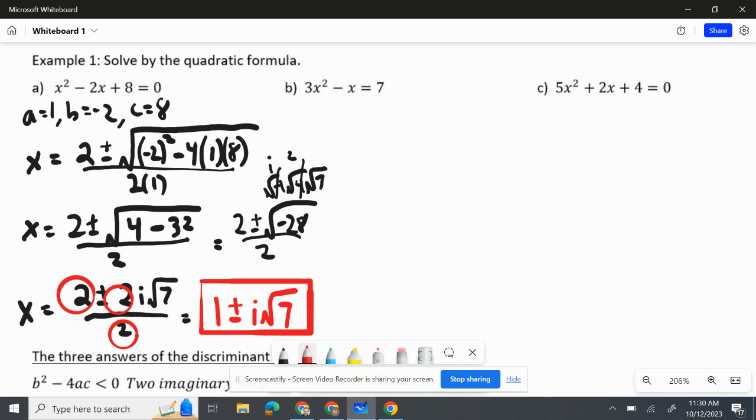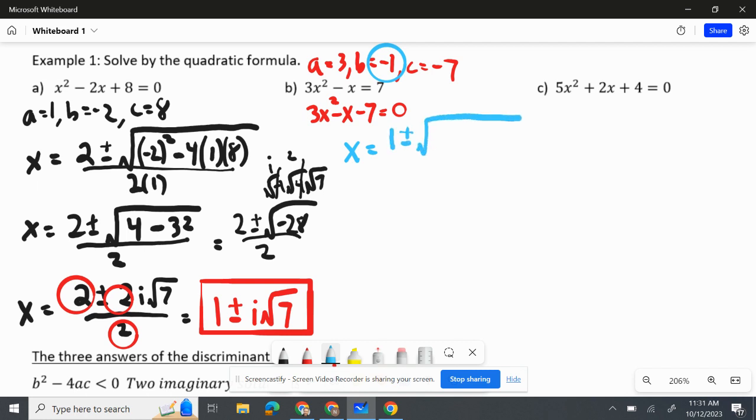Now, looking at letter B, we're going to set it equal to 0. So I have 3x squared minus x minus 7 equals 0. My a value is 3, b value is negative 1, and c value is negative 7. So I have x equals, once again, this is a negative and a negative, which is a positive. So 1 plus or minus the square root. I have negative 1 squared minus 4 times 3 times negative 7, all over 2 times 3.